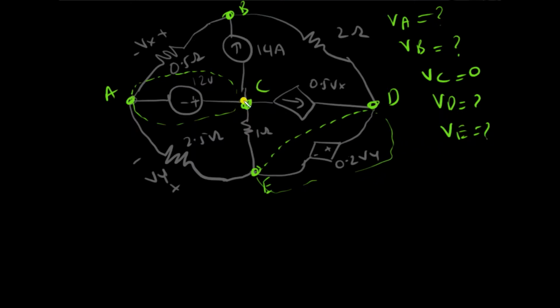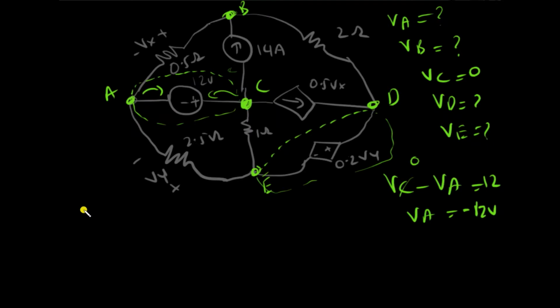And the second thing is, because we know VC is at the reference, and we also know VC minus VA is equal to 12 because the positive terminal is at C and the negative terminal is at A, and we know VC is 0, so we can just say VA is minus 12 volts, and that's that. So you do not have to write the KCL on this supernode.